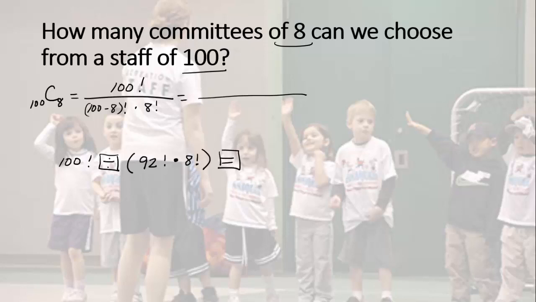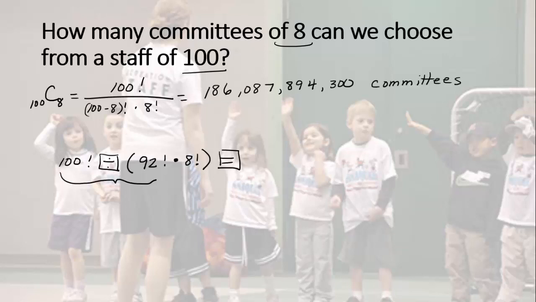If you don't use parentheses, you're relying on order of operations, and it's going to go left to right, and it's probably going to do this first before it multiplies, and that puts 8 factorial in the numerator actually. So it is important to use parentheses when you have a complicated denominator. This one turns out to be in the billions: 186,087,894,300 committees. So this is a good example for you to try the calculations and make sure that you get the same answer that I'm getting. And that'll tell you if you're hitting the buttons on the calculator in the right order and using parentheses correctly.